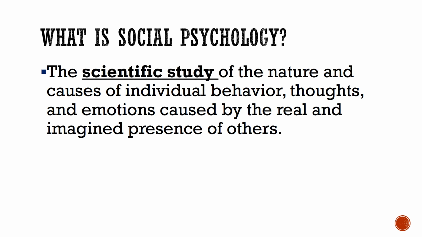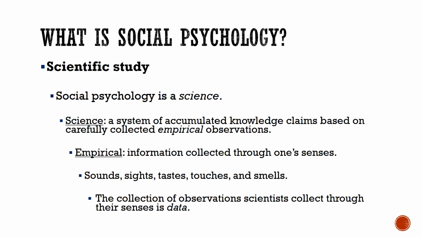Part of the definition I want to talk about is scientific study. What do I mean by that? Well, what I mean by that is social psychology is a science. But what is science? Well, science is a system of accumulated knowledge claims based on carefully collected empirical observations.